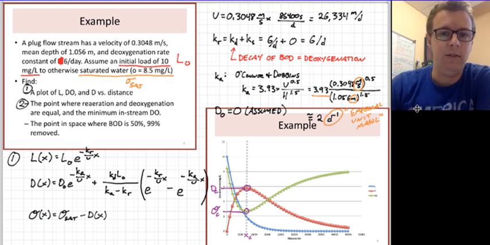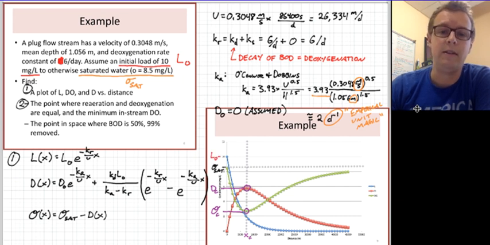So part 2 is to identify where reaeration and deoxygenation are equal and the minimum in-stream DO. The point when reaeration, or the addition of oxygen, and deoxygenation, or the removal of oxygen, are perfectly matched is the low point in that DO sag. Right? It's when the time rate of change of deficit is equal to 0. And so graphically we can already look at this and we could estimate that critical location, XC, critical oxygen concentration, OC, and critical deficit, DC. And those are all labeled in purple on the graph.